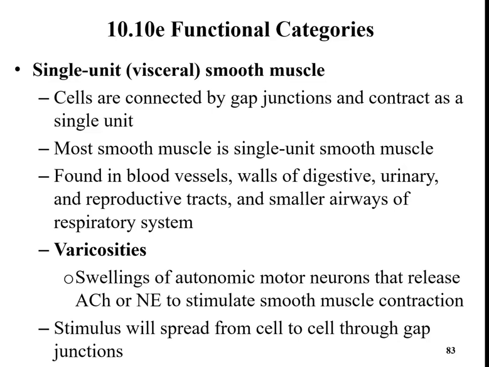Varicosities. What does varicosity mean? Well, it basically just means swelling. So a varicosity is going to be a swelling of something. In this instance, we're talking about swellings of autonomic motor neurons that release acetylcholine or norepinephrine to stimulate smooth muscle contraction. Stimulus is going to spread from cell to cell through gap junctions. Remember, those gap junctions are really important for cell-to-cell communication and propagation of impulses.